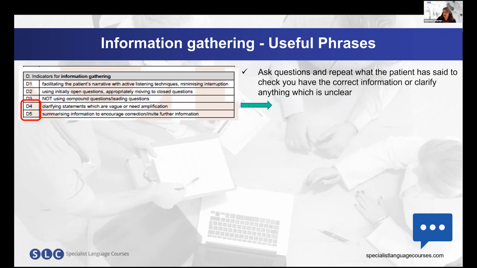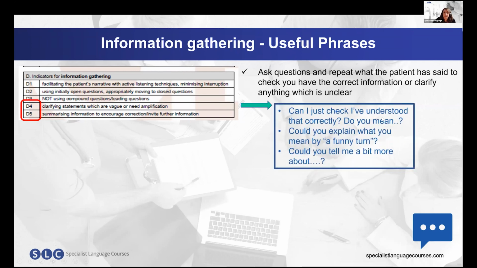So how can we clarify? If your patient has given you some information and you want to clarify that you've understood, you can use some phrases. Okay, great. So you can use phrases like, what do you mean by? Could you repeat? I want to make sure I've understood correctly. Excellent. Okay, good. So we've got some phrases here. Can I just check I've understood? Do you mean? Could you explain what you mean, or could you tell me a bit more about?